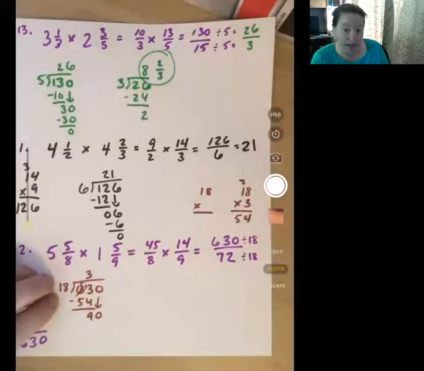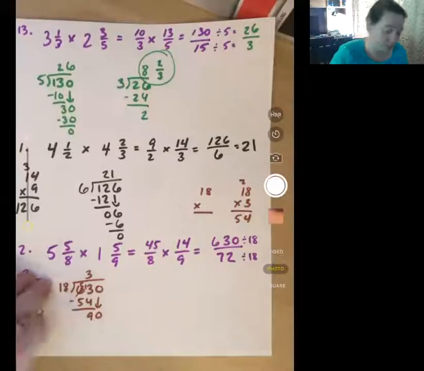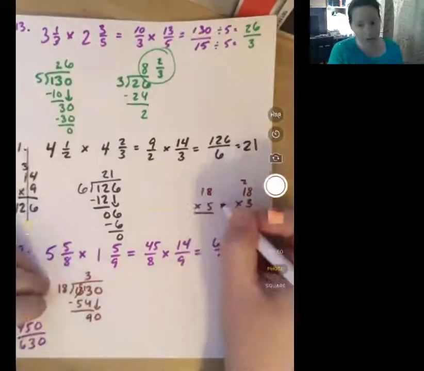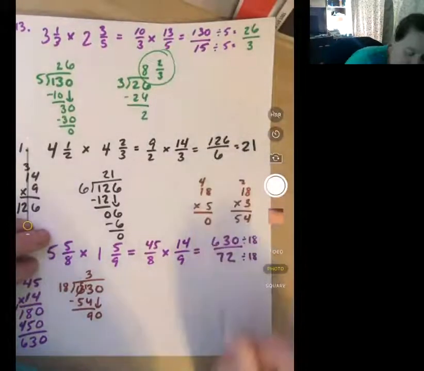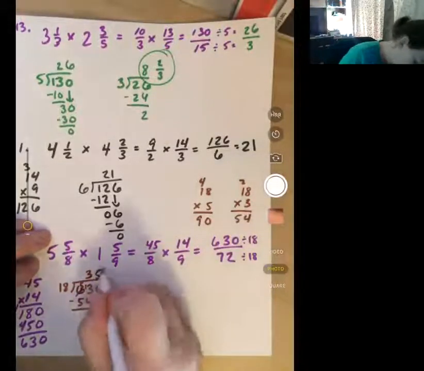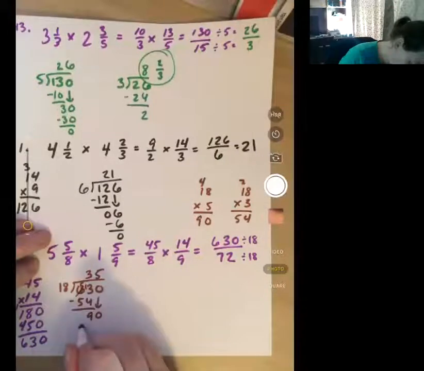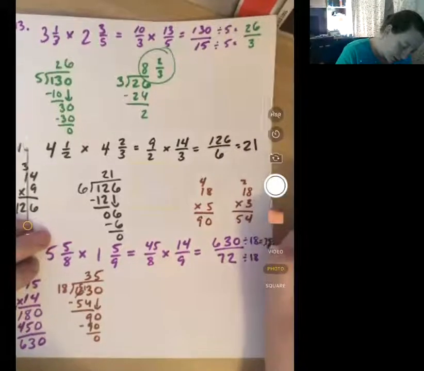18 times 5. If I have 20 times, it's either times 4 or times 5. I'm going to go with times 5 because of the 0 at the end, and I know that a 5 will give me a 0. We'll check and see if it's right or not. 8 times 5 is 40. 5 times 1 is 5, plus 4 is 9. There we go. So 35, minus 90 is 0. So we have a 35 on the top.